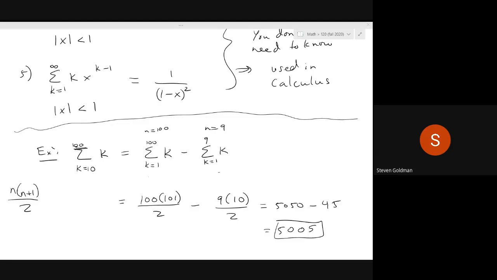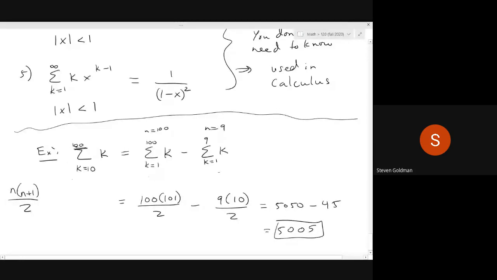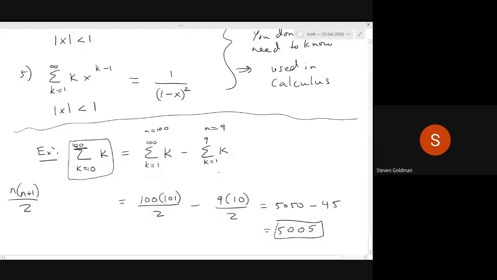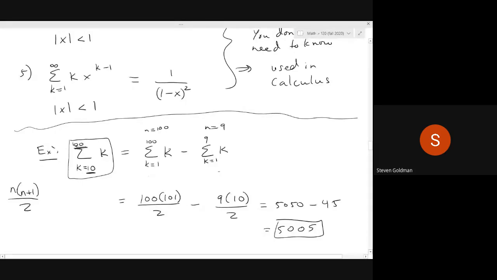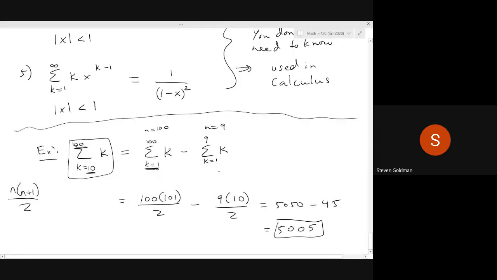Again, if I give you this sum here, and I ask you to evaluate this sum, I want to use the summation formula number 1. The only issue is that I have to start at 1, but this thing starts at 10. So I'm rewriting it as the sum from k equals 1 to 100 of k, so that I can start from 1, and this way I can use the summation formula.